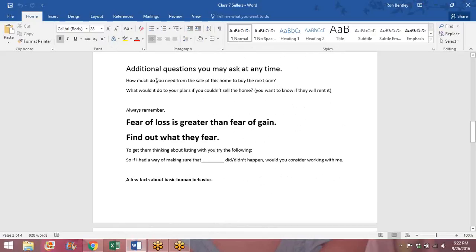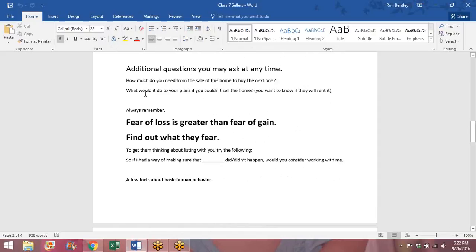Additional questions that you have to ask at any time. How much do you need from the sale of this home to buy the next one? You might find out that even at a reduced price, they don't have enough money to do what they want to do. So you may want to find out what they owe and what they need from the proceeds of the sale.